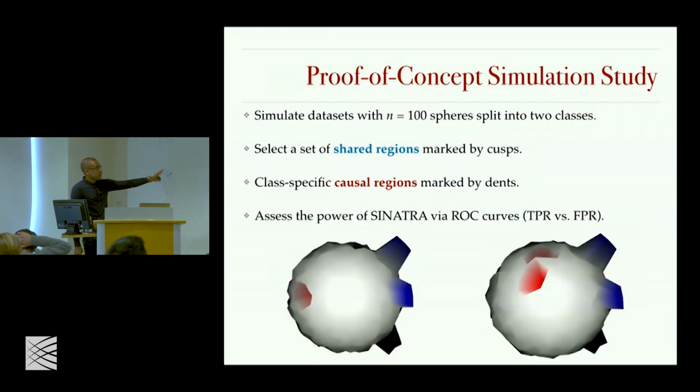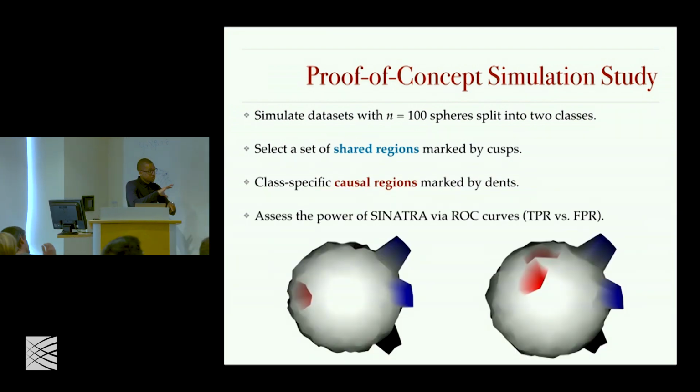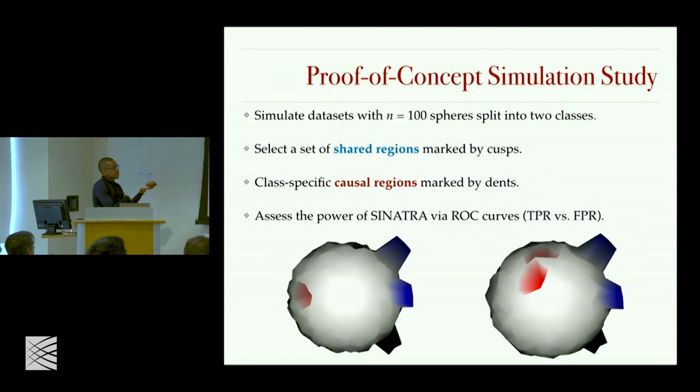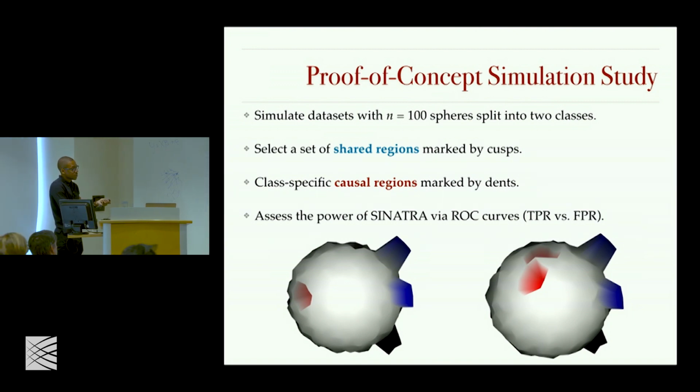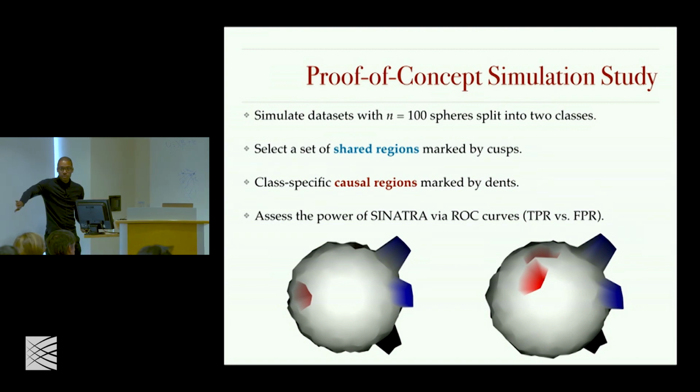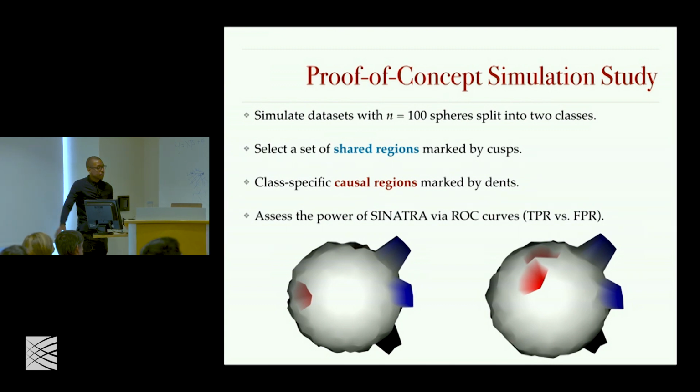I'm going to take 100 spheres, just blobs. I'm going to select a set of shared regions between these two groups, right? So I have 100 spheres. I split them into 50-50 splits. I'm going to take each sphere and I'm going to have a shared region marked by some cusp. So you see this nice cusp here. These cusps are going to appear in similar locations across all spheres, regardless of groups. And then I'm going to take these class-specific causal regions and I'm going to mark them by indentations.